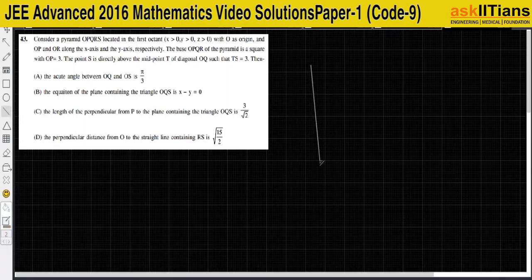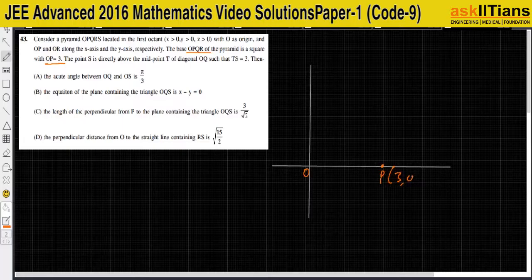So let me draw the diagram. Here O is origin, somewhere here, and OP and OR along x-axis and y-axis respectively. Base OPQR of pyramid is a square, so it's a square pyramid with OP equal to 3. So point P is on x-axis, so this point will be 3, 0, 0, and point R is here. Point R is 0, 3, 0.